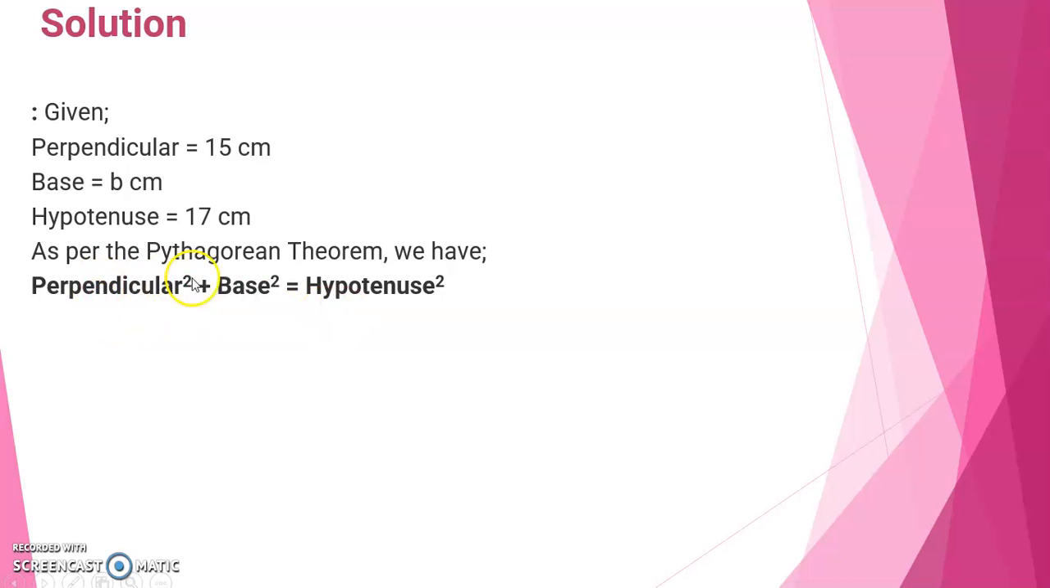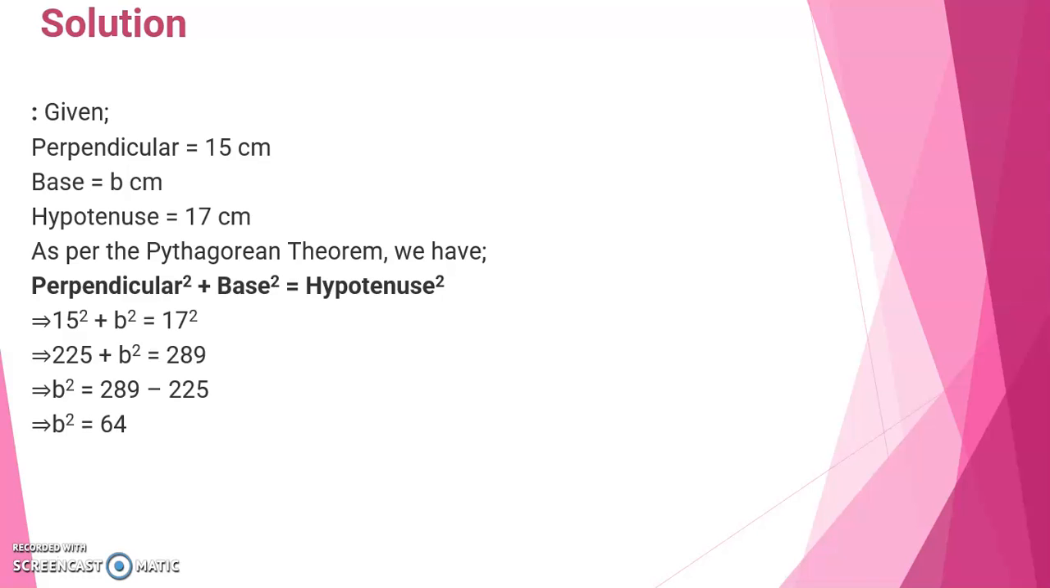Using Pythagoras theorem, we have 15 squared plus b squared equals 17 squared. 15 squared is 15 times 15, which is 225, plus b squared; 17 times itself is 289. Taking like terms, we have 289 minus 225, which gives us 64. So b is the square root of 64, which is 8. Therefore, the third side is 8 centimeters.